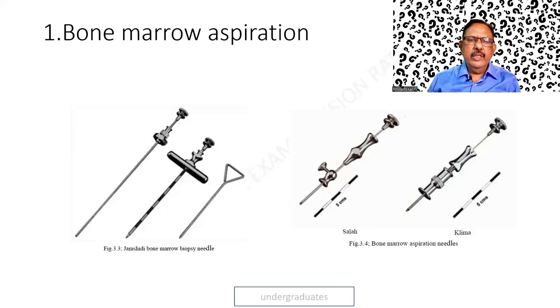The first class is bone marrow aspiration. Now, there are two sets of needles. One is called a bone marrow biopsy needle or the Jamshidi needle. It is used for taking the tissue intact. The other two are the aspiration needles, and Salah is one needle that has got a lateral adjustable guard. The needles are all short and stout, and this is called the stylet. This will be removed and the aspiration made.